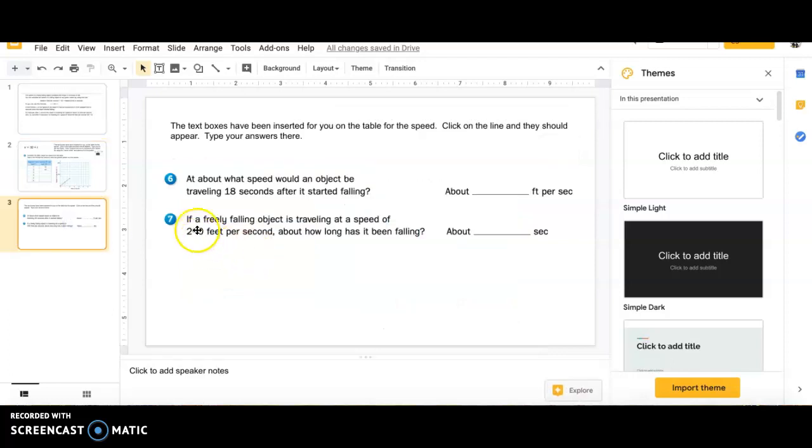So multiply by 32. If a freely falling object is traveling at a speed of 290 feet per second, about how long has it been falling? So now you're going to work backwards. If I take the 290 and I divide it by 32, what do I get? That'll tell you how long the object has been falling in a number of seconds.